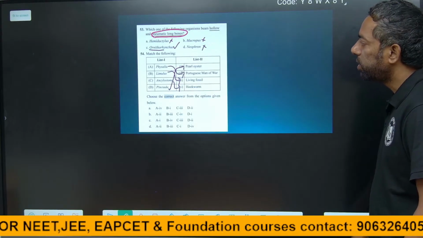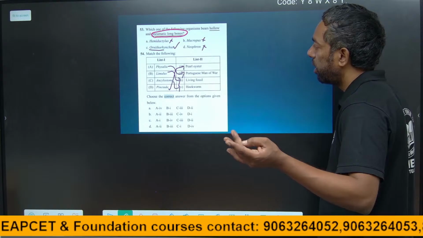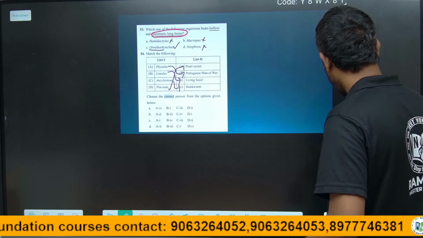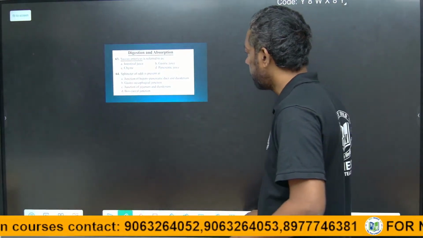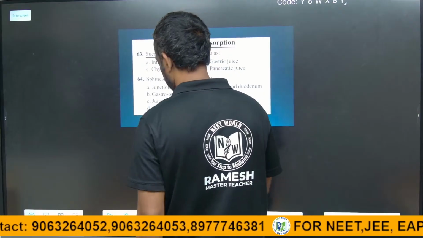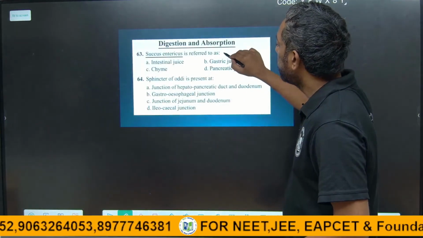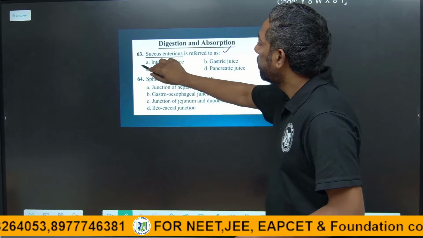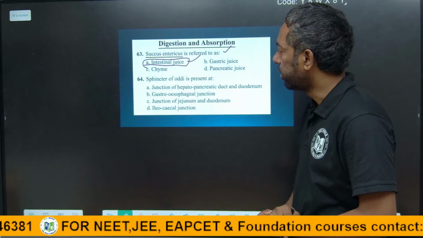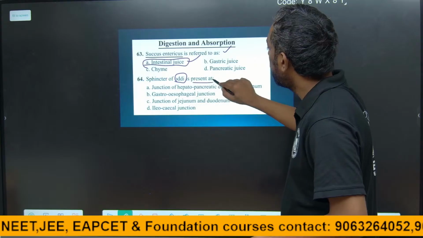Okay. This is from the arthropods, molluscans and echinoderms. Yeah, this is the question. Yes. Succus entericus is referred to as intestinal juice. It is a direct question. Very easy, direct question. Sphincter of Oddi is present at.